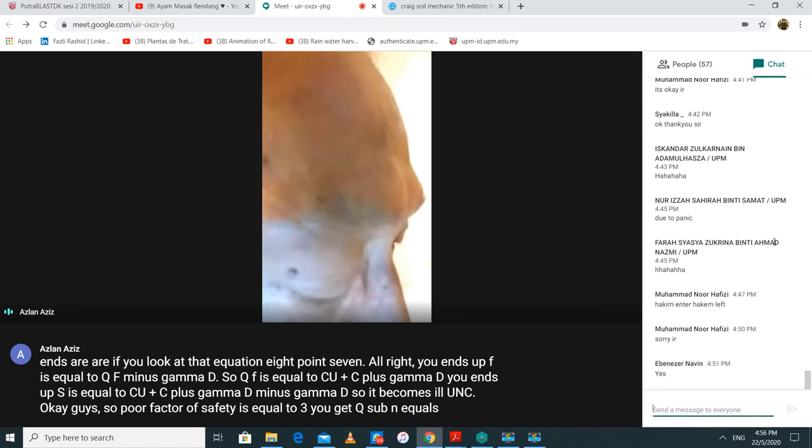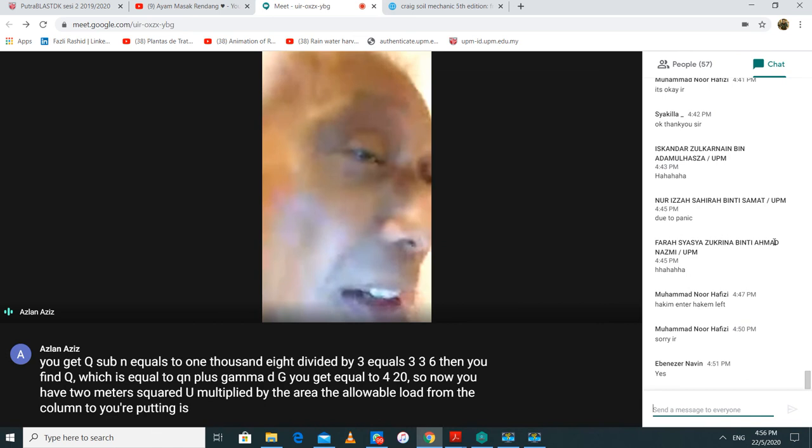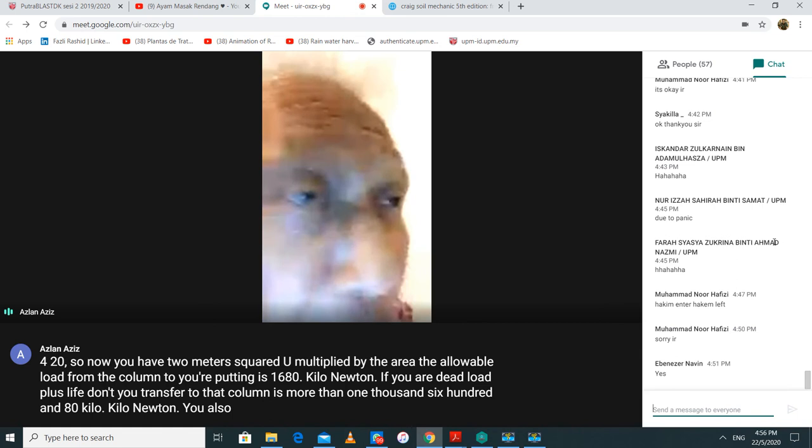So Q N F is 120 times 8.4, which is 1008. For a factor of safety equal to 3, you get Q sub N equals 1008 divided by 3, equals 336. Then you find Q, which is equal to Q N plus gamma D, and you get 420. Multiplying by the area of 2 meters squared, the allowable load from the column to your footing is 1680 kilonewton. If the dead load plus live load you transfer to that column is more than 1680 kilonewton, your soil cannot support that load.